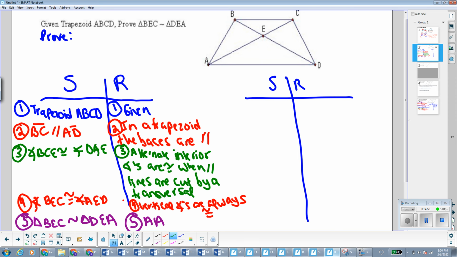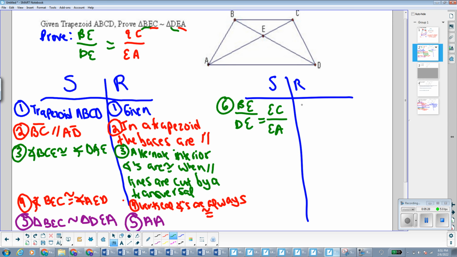So I'll just take BE and DE. Those are two corresponding sides from each of the triangles. And I'll just also take EC and EA. That's another pair of corresponding sides from the two triangles. Adding on to the proof that we have, we know from in class that we can just add one more step in order to prove a proportion.